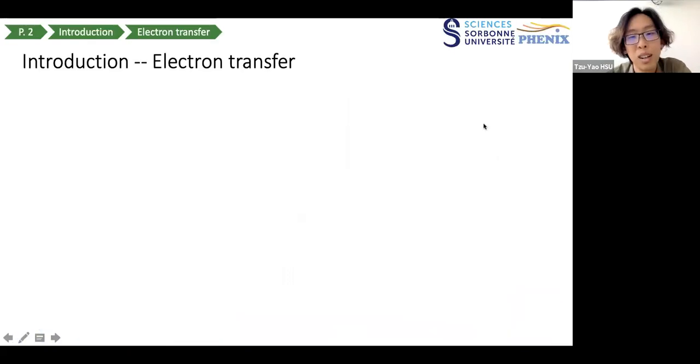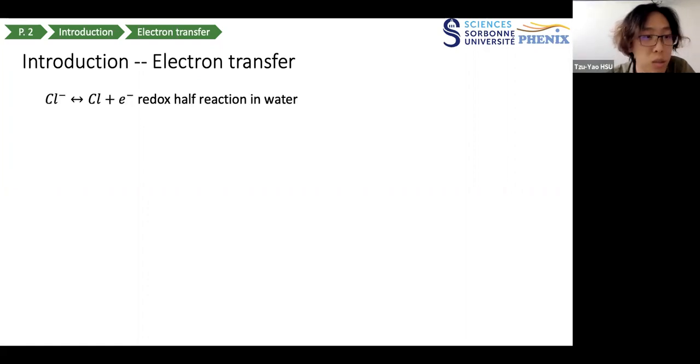Okay. So redox reaction is one of the fundamental chemical reactions, and electron transfer is the central idea of a redox reaction. And the solvent plays a very important role in an electron transfer. So here I would like to use a simple schematic representation of this chlorine minus chlorine redox half reaction in water to show you the role of solvent in an electron transfer.